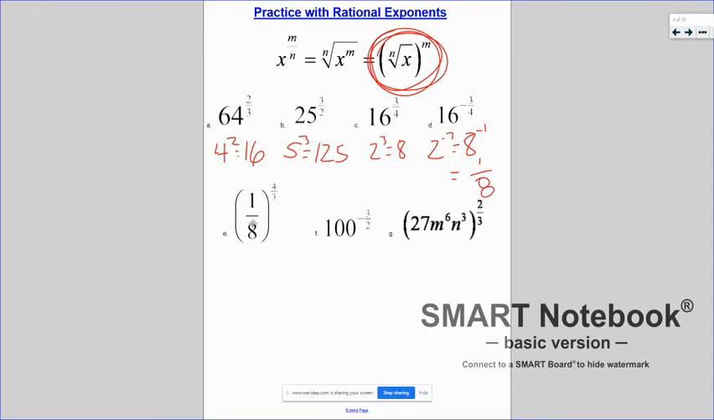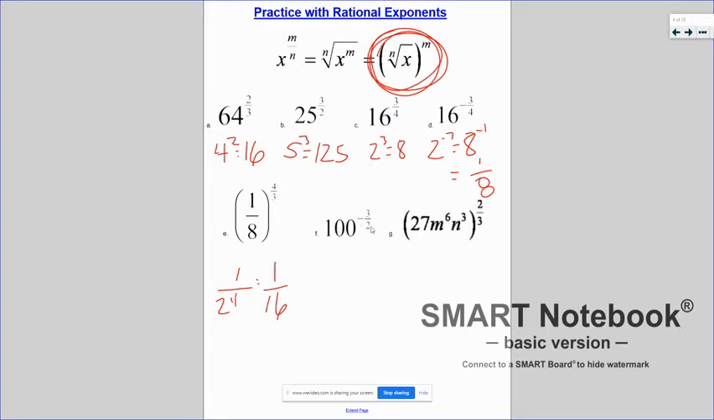All right, next one, 1/8 to the 4/3. So that's going to be 1 to the 4/3 and 8 to the 4/3. So 1 to the 4/3, that one is actually pretty easy to do, because any 1 to any power is just going to be 1. So I end up with a 1 on top, and then I have the cube root of 8, and then that answer to the fourth power. So it's 2 to the fourth, which is 1/16.